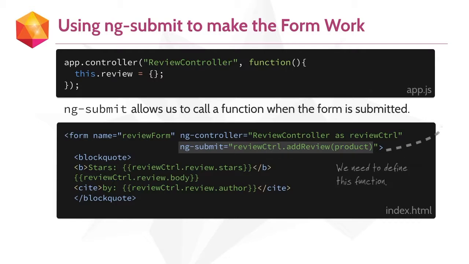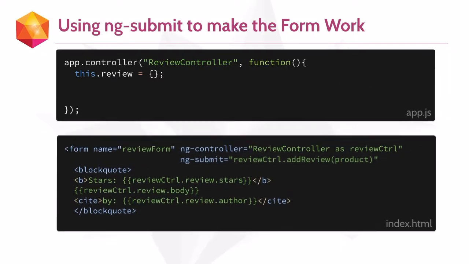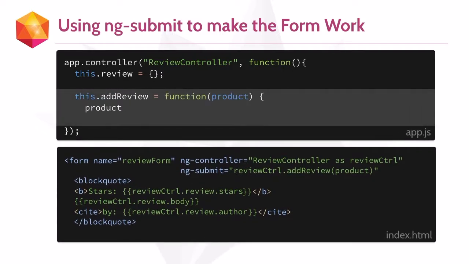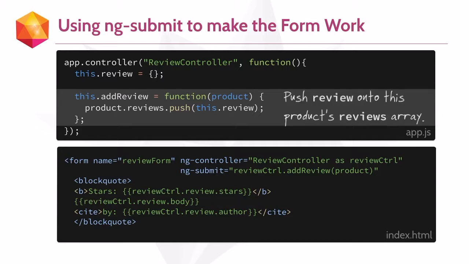Next step, we need to define this function inside of our ReviewController. So here's the addReview function. It takes in product as a single argument. Then we'll get the product's current reviews by calling product.reviews, and we'll push the controller's review, this.review, onto the reviews array.